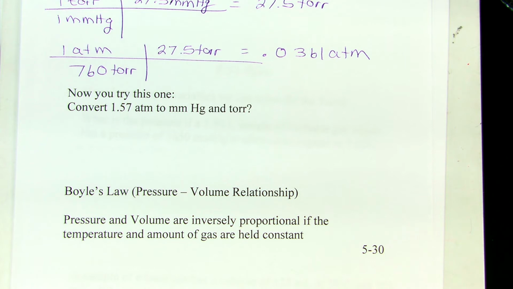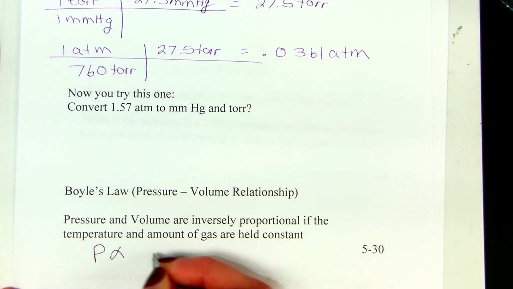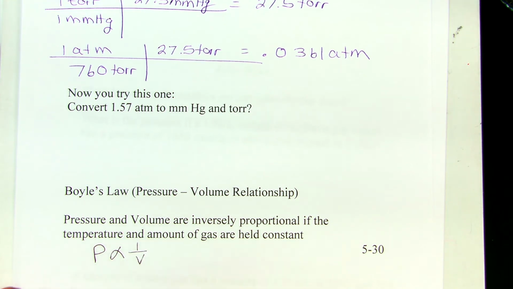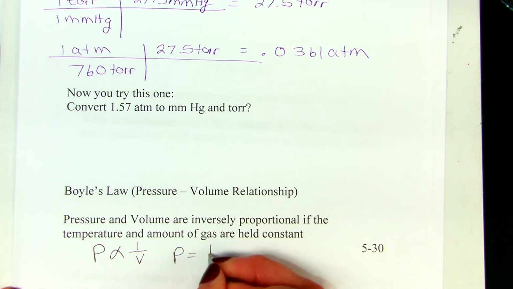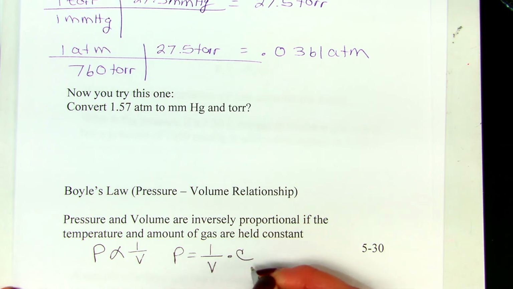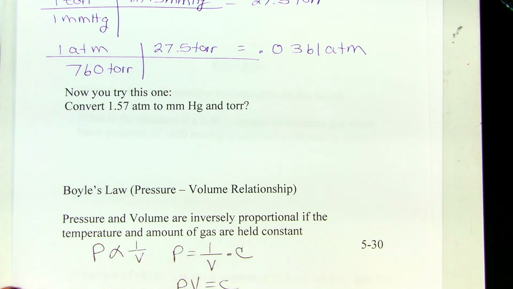So when we look at gases, one of the things that was noticed very early in development of chemistry is that the pressure of a gas and the volume of a gas are inversely proportional. So this is Boyle's law. Boyle's law mathematically says that the pressure is proportional to the reciprocal of the volume. Now in chemistry, we don't like to use proportionalities, so we could say that the pressure is equal to the reciprocal of the volume times some constant C, and we can arrange this that pressure times volume is equal to some constant C.